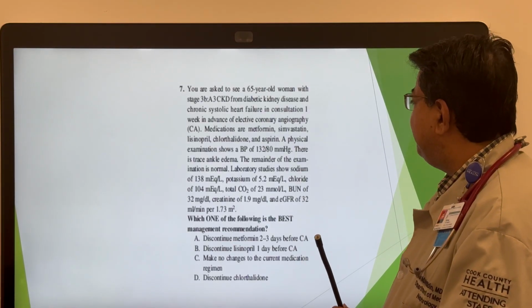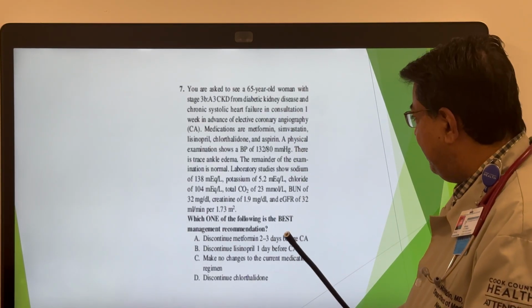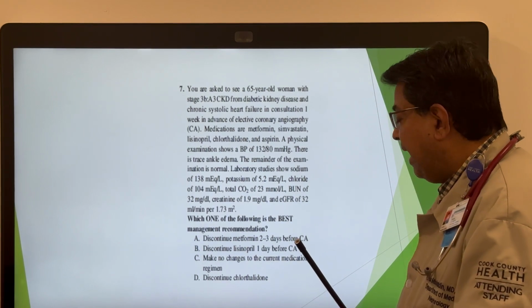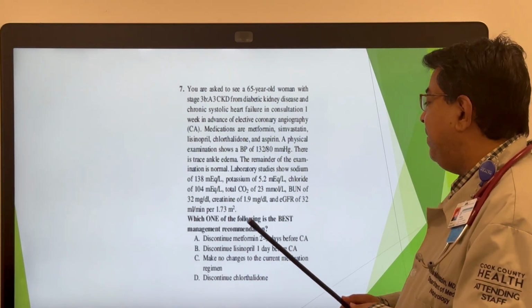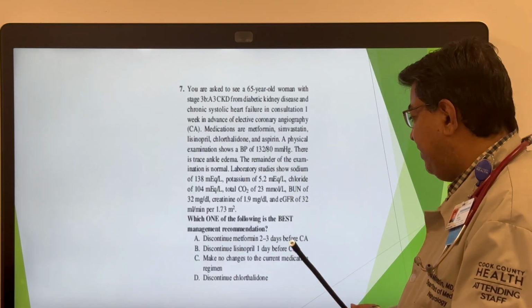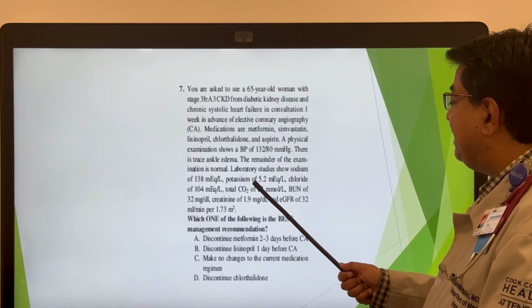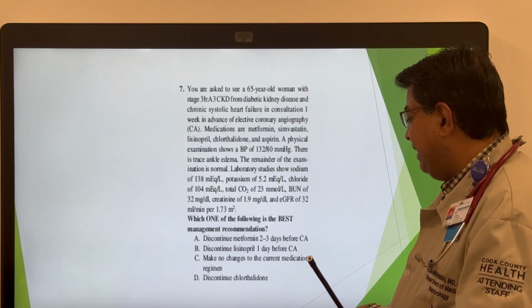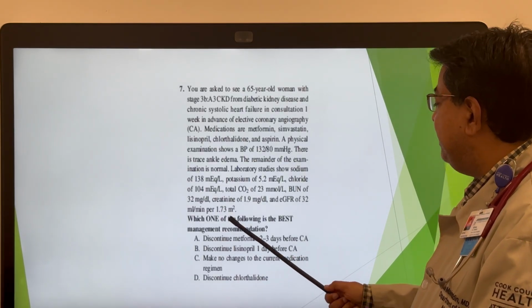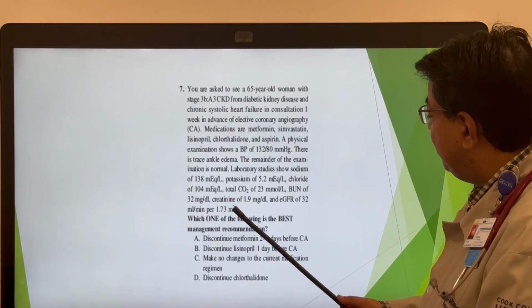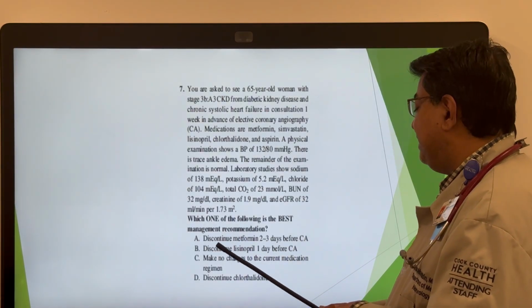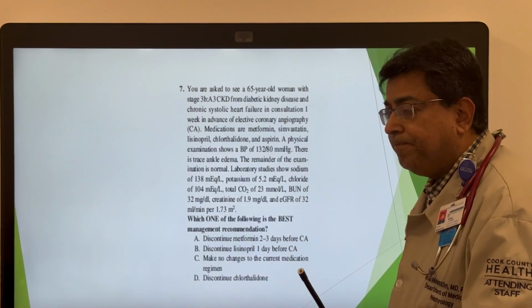So this patient is going to have elective coronary angiography. How would you avoid contrast-induced nephropathy in a patient with GFR of 32? Would you discontinue metformin 2 to 3 days before the contrast, discontinue lisinopril 1 day before the contrast, make no changes to the current medication regimen, or discontinue chlorthalidone? Next slide.